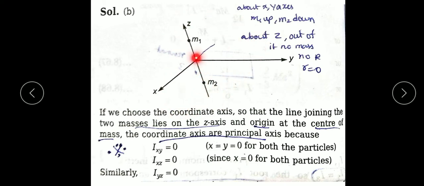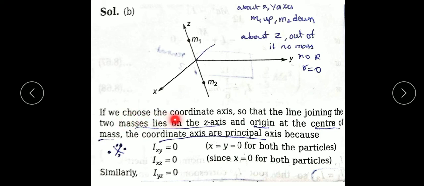So this is the x-axis, this is the y-axis and this is the z-axis. Actually all of them are mutually perpendicular. So the diagram is given in this form. In the question they have given that m1 and m2 are two masses separated by a distance a.